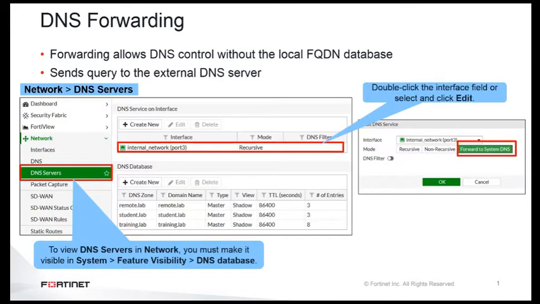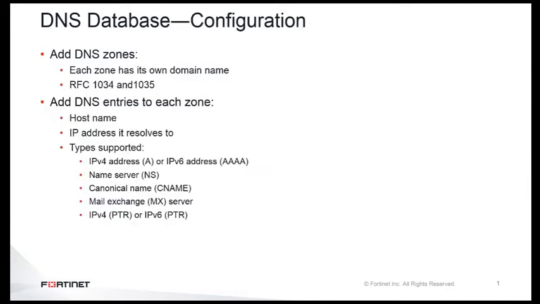If you choose recursive, FortiGate queries its own database before forwarding unresolved requests to the external DNS servers. If you choose the DNS forwarding option, you can control DNS queries within your own network without having to enter any DNS names in FortiGate's DNS server. If you choose to have your DNS server resolve queries, or you choose a split DNS, you must set up a DNS database on your FortiGate. This defines the host names that FortiGate will resolve queries for. Note that FortiGate currently supports only the DNS record types listed on this slide.